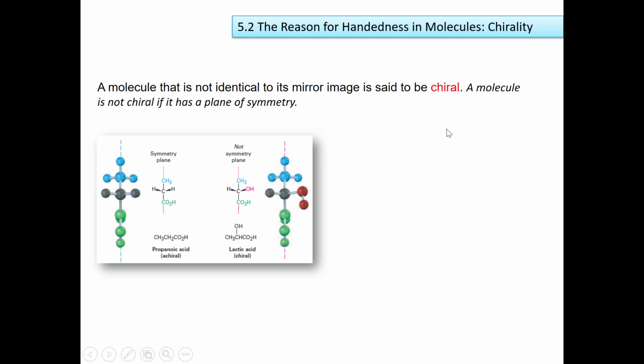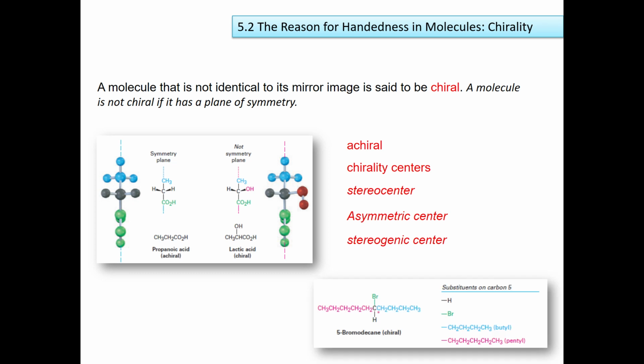Okay? That means the presence or absence of planes of symmetry allows us to think whether the molecule could be chiral. The best thing to do at this level is to check if you have 4 different substituents. If you have 4 different substituents, the possibility that it's chiral is very high. Okay? We will define achiral, chirality centers, stereocenters, asymmetric center, and stereogenic center.